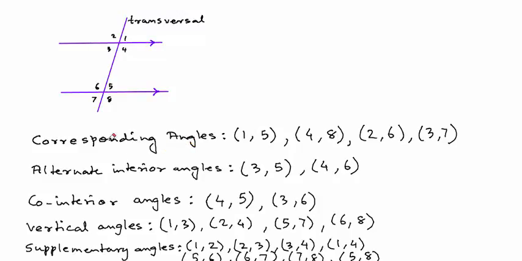The bottom line, corresponding angles are equal. Alternate interior angles are also equal. However, if you look at co-interior angles like 4 and 5, they are not equal. In fact, they are supplementary. If you look at angle 4, it's supplementary to angle 1, and angle 1 is nothing but corresponding, or equal, to angle 5. Therefore, 4 and 5 are supplementary angles, and the same goes with 3 and 6. So we could say co-interior angles are supplementary.